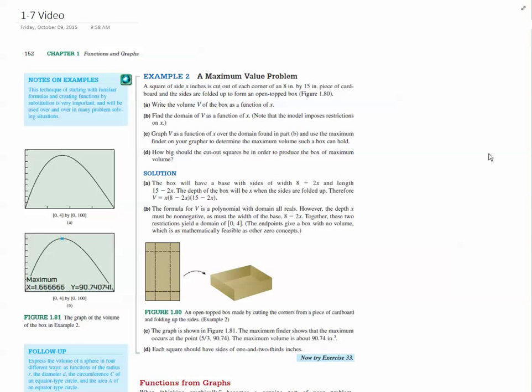Video for section 1.7 for pre-calculus, and we are looking at word problems. So the first part of this is just going to be straight out of your book. I'm just going to go through some of the examples that they have. So if you want to follow along, we're on page 152. So I'm starting with example 2. We have something called a maximum value problem.